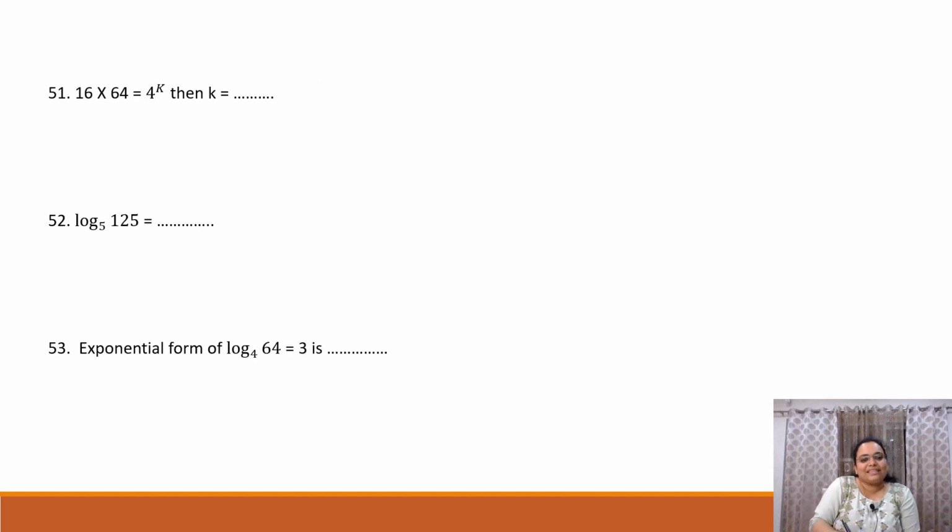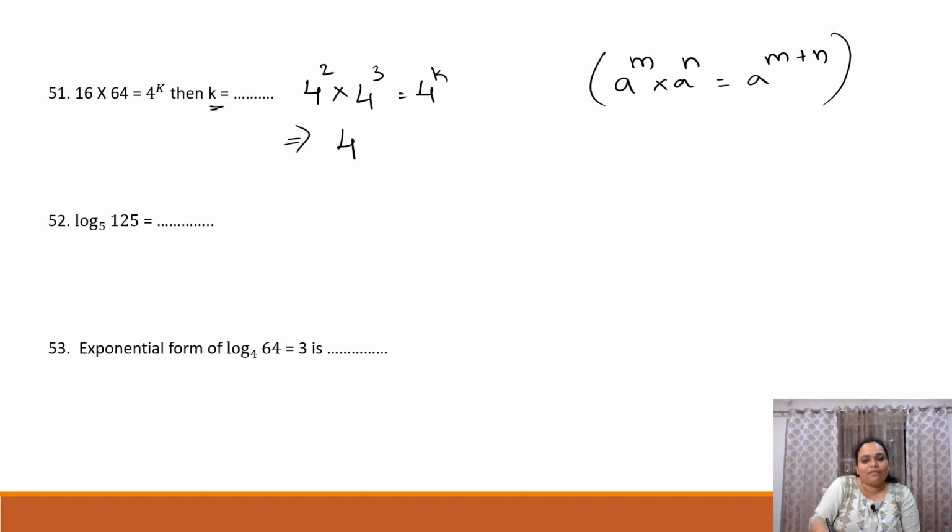So the next one is 16 into 64 equals 4 power k. Then we need to find the value of k. Okay. So let me write 16 as 4 square and 64 as 4 cube, equal to 4 power k. So let's convert a power m into a power n as a power m plus n. We know this, right? So in the same way, 4 power 2 plus 3 is equal to 4 power k. That is 4 power 5 is equal to 4 power k. When bases are equal, powers are also equal. So k is equal to 5.